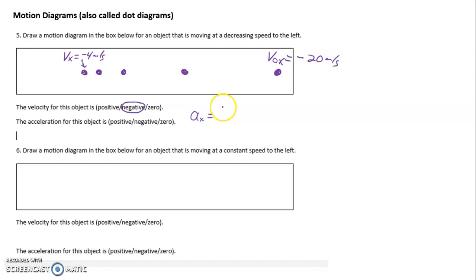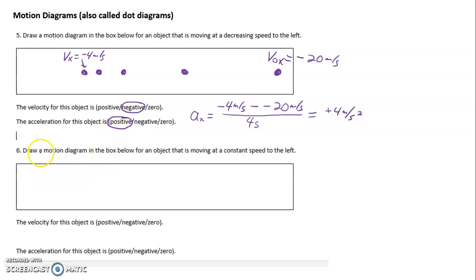But we'll check that. The final velocity, negative 4 meters per second, minus the initial velocity, which is negative 20 meters per second. And then we divide by 1, 2, 3, 4 seconds there. So negative 4 plus 20 is 16. 16 divided by 4 is positive 4 meters per second squared. So that is a positive acceleration, even though the object is slowing down.